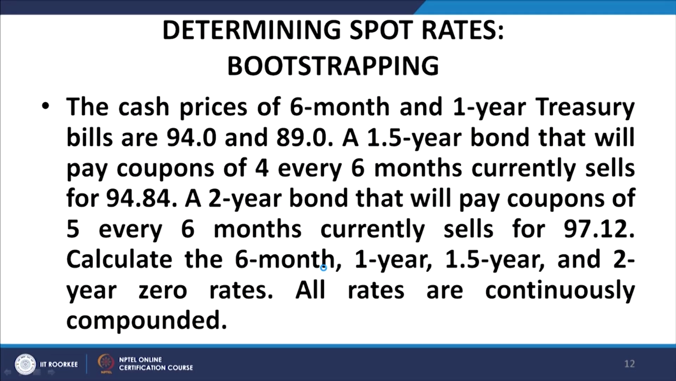The cash prices on 6-month and 1 year treasury bills are 94.0 and 89.0. The face value is 100. A 1.5 year bond that will pay coupons of 4 units every 6 months currently sells at 94.84. A 2-year bond that will pay coupons of 5 units every 6 months currently sells at 97.12. We have to calculate the 6 month, 1 year, 1.5 year and 2 year 0 rates. All rates are continuously compounded. So, this is the problem.